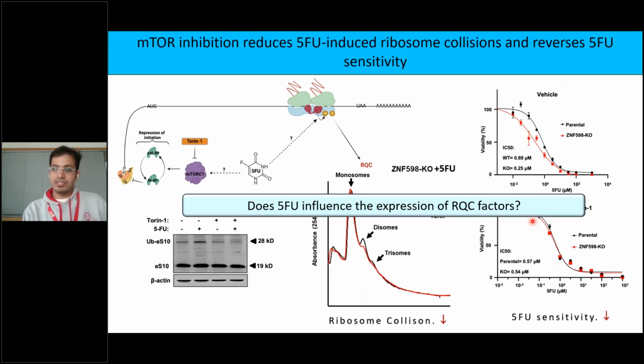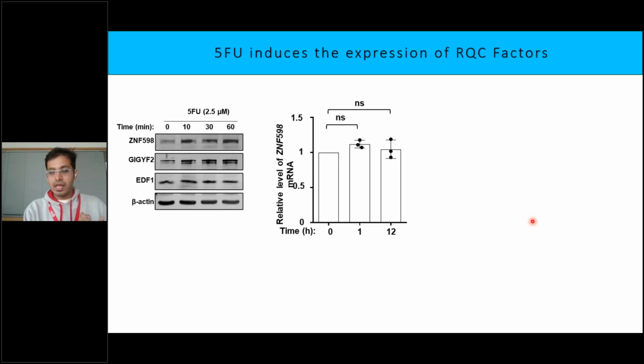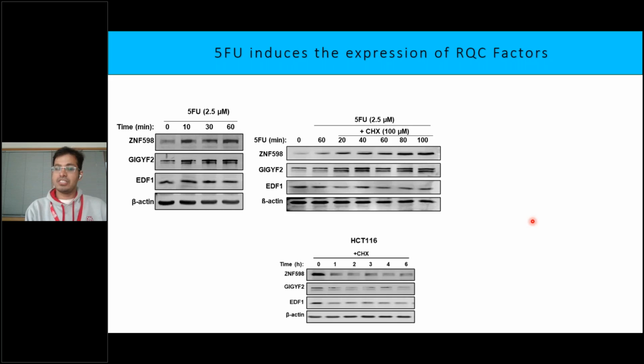Then we wanted to see how this is happening inside the cell. Does 5-FU have a direct influence on the RQC factors? When we checked the expression of 5-FU induced RQC factors, we could see that there are different RQC factors, especially ZNF598 and VPS4, that show upregulation. And when we looked at the transcriptional change, there is mostly no change in the mRNA level. We tried to see whether these changes are happening at the translation level or not. So we inhibited with cycloheximide, a translation inhibitor, and the level of upregulation of RQC factors did not show a difference after 5-FU treatment when CHX was pre-treated.